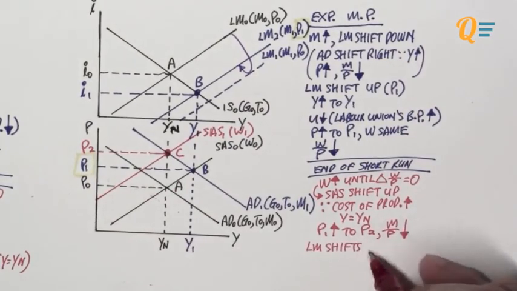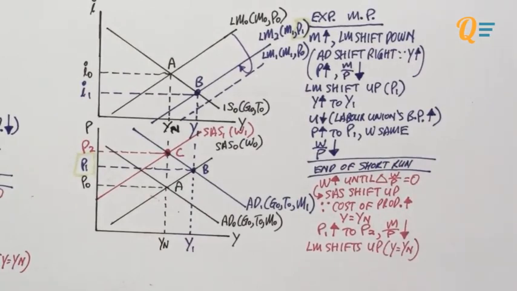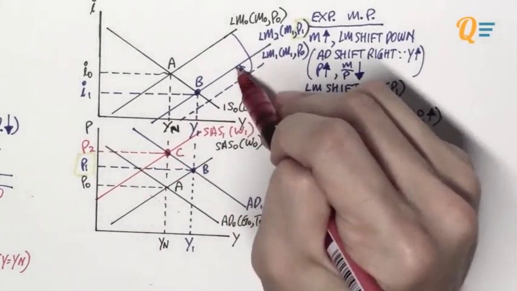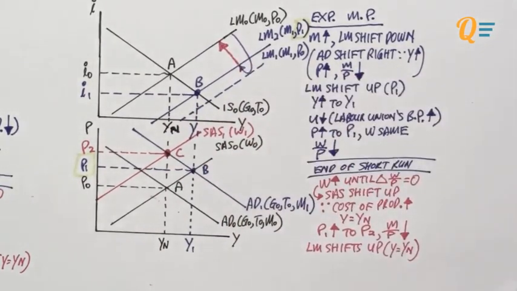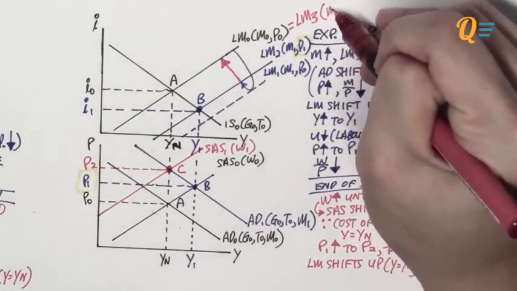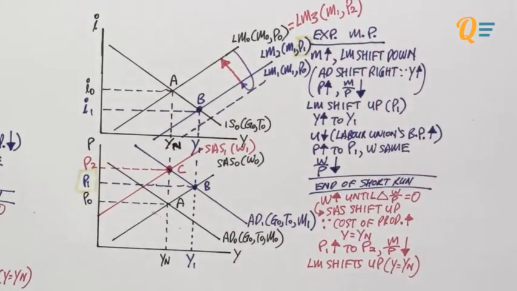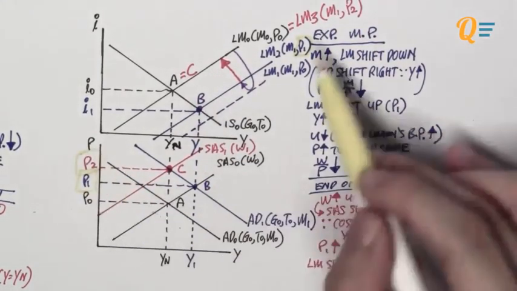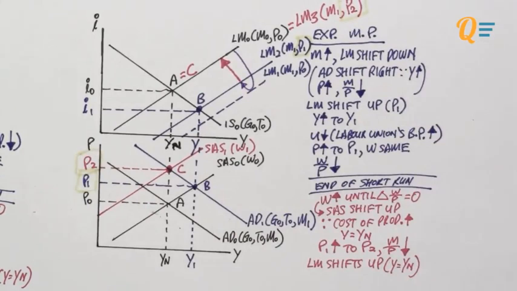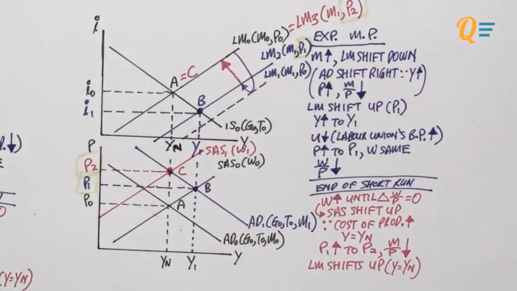So the real money supply is now going to fall, causing the LM curve to shift up in the IS-LM model, and we're going to shift up all the way until we get the natural rate of output. So LM3 is actually LM0, and point A is actually point C. So we've gone back to the original point in the IS-LM model, and in the AD-AS model, we now have a higher price level. So let's take a look at some of the important variables that have changed or have not changed in the long run.